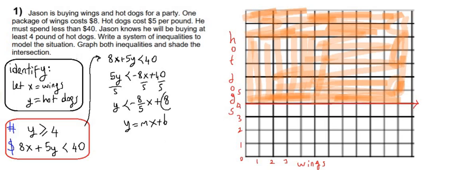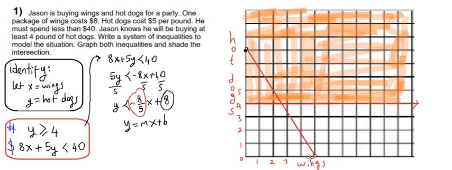Here our y-intercept is 8. Let's go to 8. 5, 6, 7, 8. So this is our y-intercept. Our slope is negative 8 over 5, which means 8 down, 5 right. So 8 down is 0, 5 right is 5. Now if I connect these two dots, it's gonna be my second line.